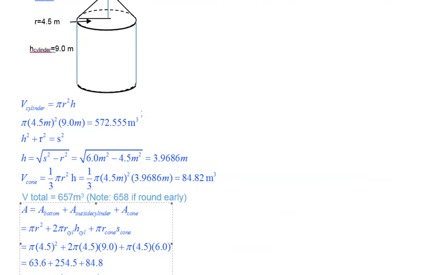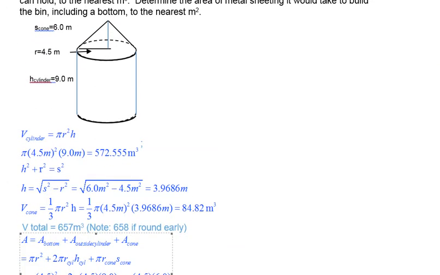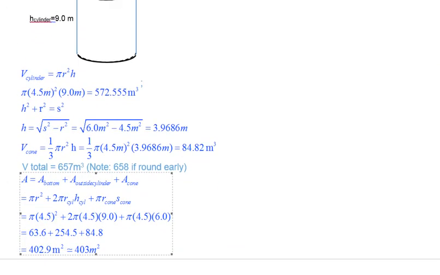Your calculator should have a pi button. You might have to look around for it a little bit. It might be a second function, but you can keep pi with all its digits. You don't need to round it to 3.14 because you have a button on your calculator that'll calculate pi for you. So when we add this all up, we get, now what does it say, to the nearest meter squared. So rounding that off, 403 meters squared.